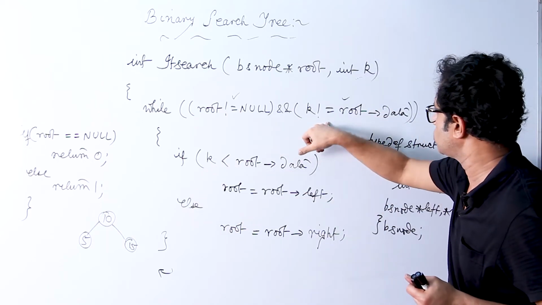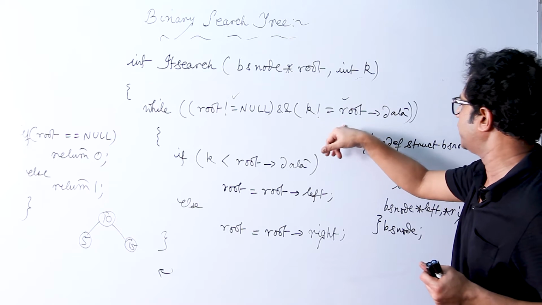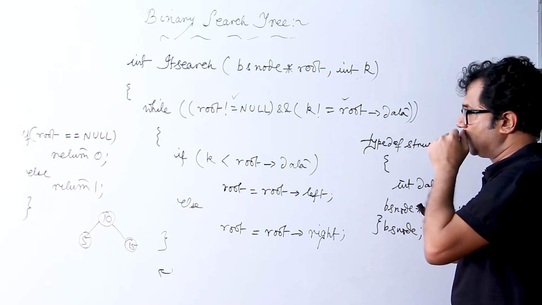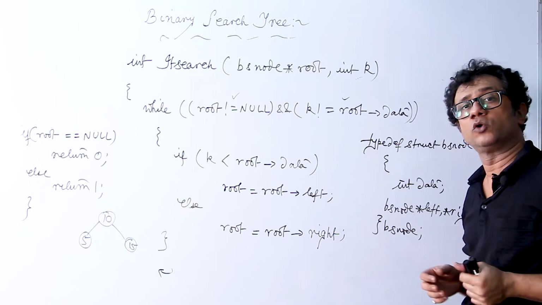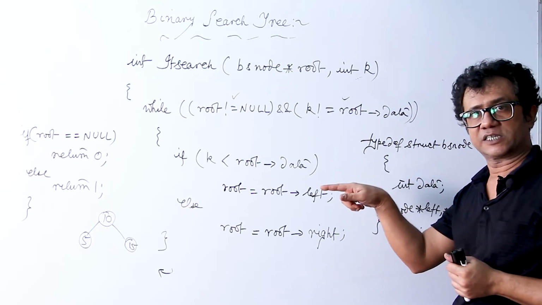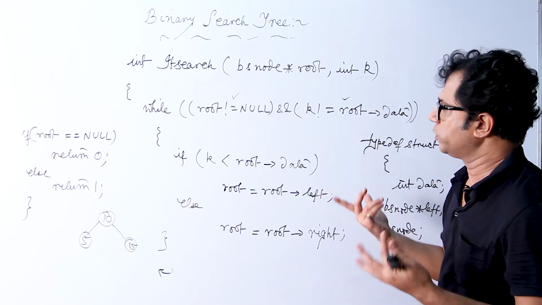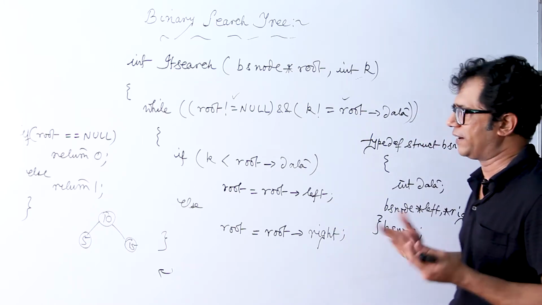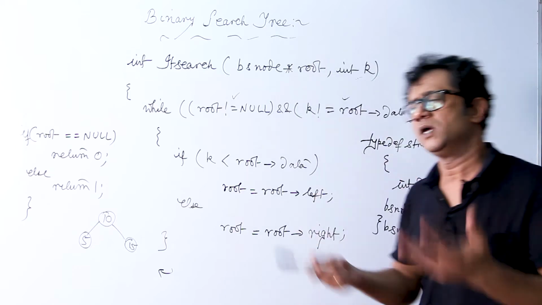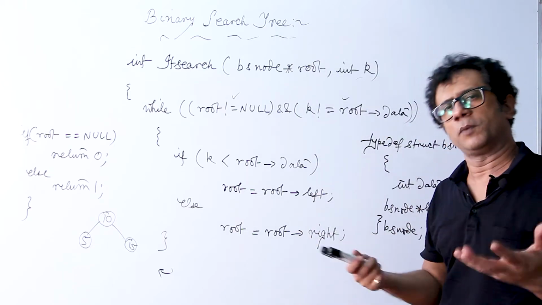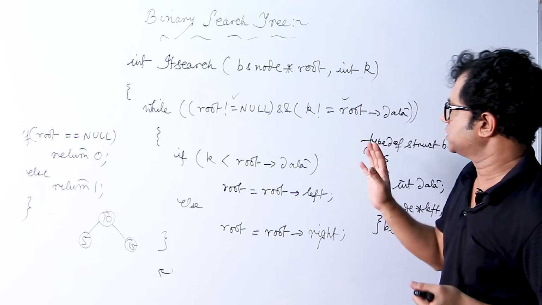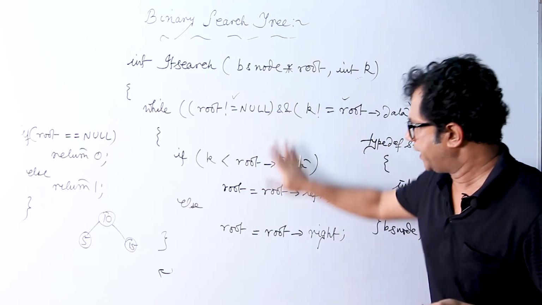Along with this, we have to check this condition as well, that is k not equal to root data. That is, the k value should not be equal to the root data in the first instance. If we find it in the root data in the very first instance, we will just return 1, a successful operation in the very first instance. So in that case, we will not perform this iterative operation.